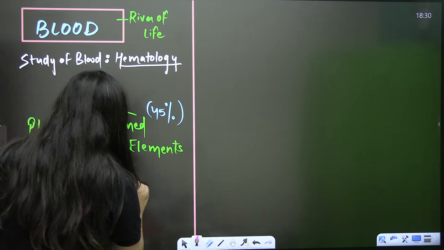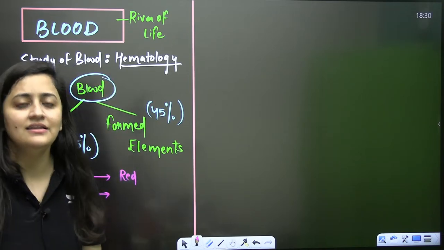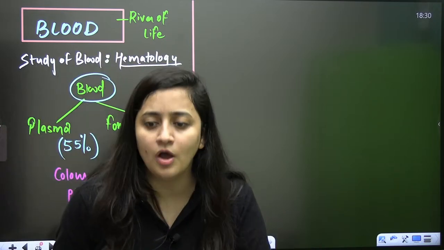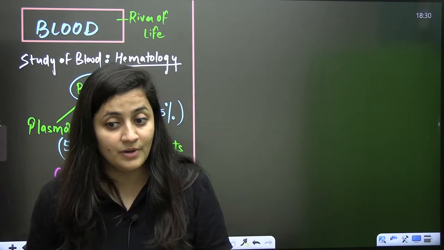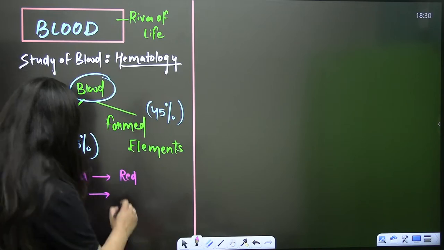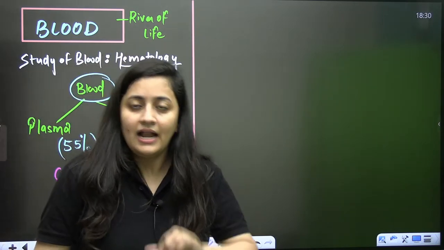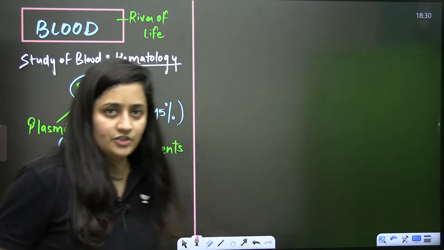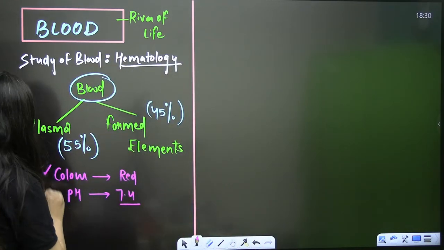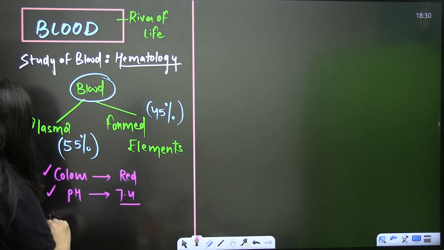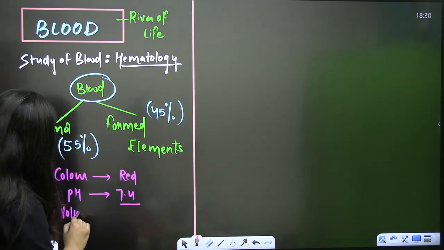So see, it's very simple. The color is red, we know it very well. And why is that color red? Because of the presence of hemoglobin. And where is that hemoglobin present? In RBCs. And you are right, the pH is 7.4. It's slightly alkaline. And blood pH is maintained, bachche. So color is there, pH is there. And moreover, if I talk about the volume, right, bachche?